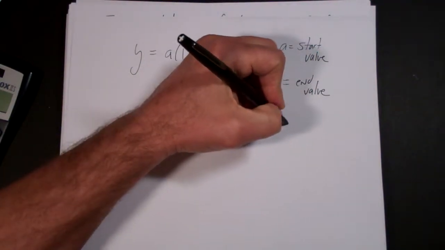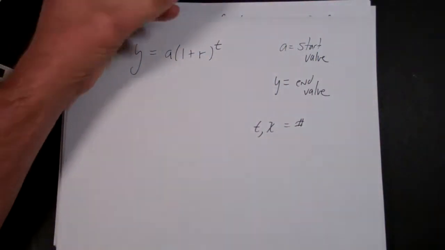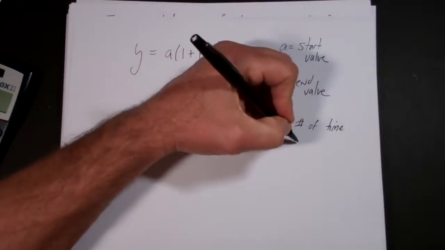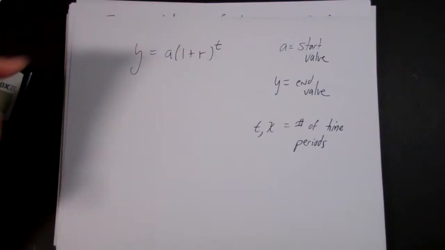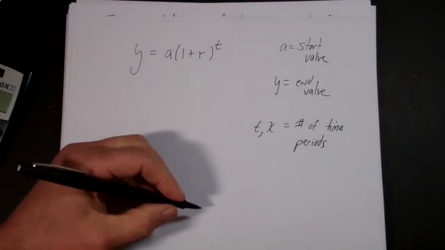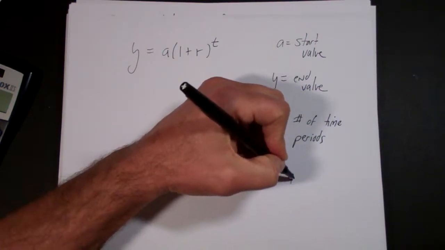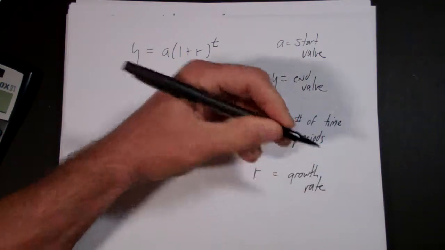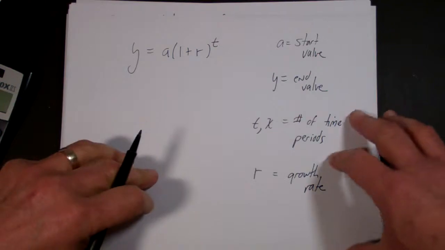And x is the number of time periods, or t, sometimes it's called t or x, is the number of time periods. Typically when we're doing math we call it x, but when we're doing word problems we often call it t. And r is the growth rate per time period. And if it's negative, that means it's a negative growth rate or a decay rate. So in this case, let's go back to our problem.